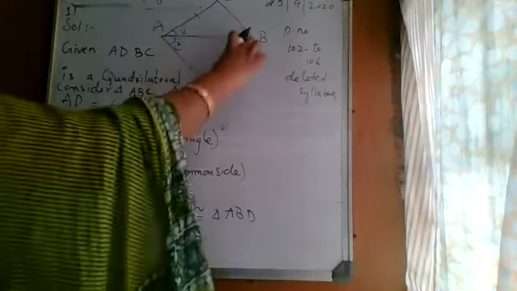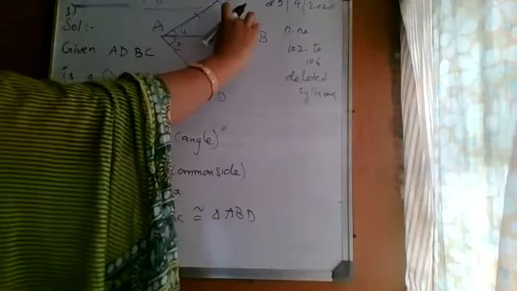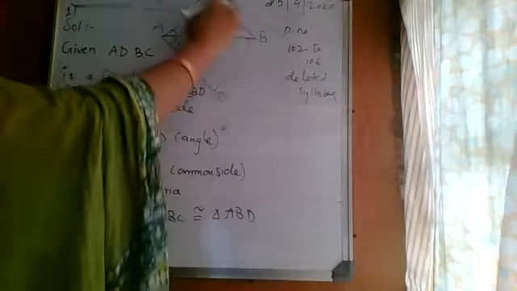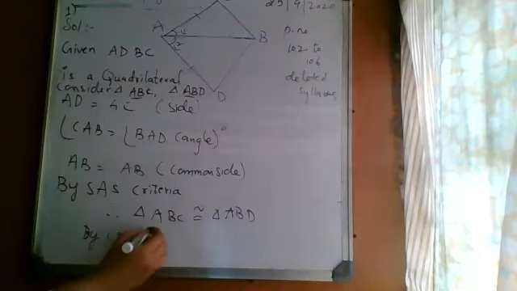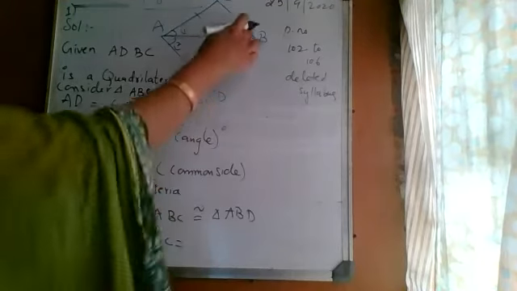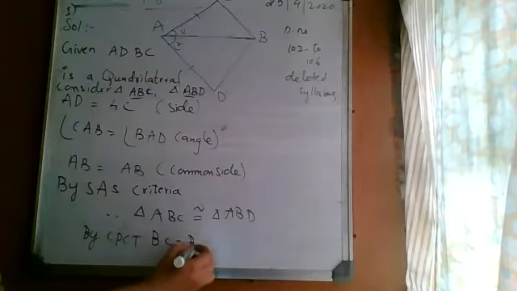Now by CPCT, we can say this side is equal to this side. These two angles are equal. Okay, by CPCT we can take any side here. BC is equal to BD.